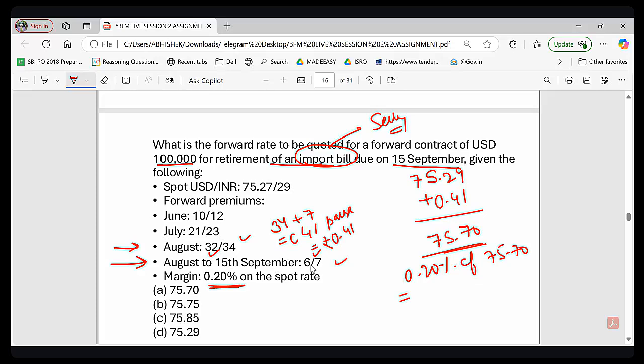Actually, one thing I want to tell you, that here we don't take 75.70. Instead, we take 75.29. We have to calculate 0.20 percentage of this, not 0.20 percentage of 75.70. So 0.20 percentage of 75.29. You will get 75.29 multiplied by 0.002. So how much would it be?